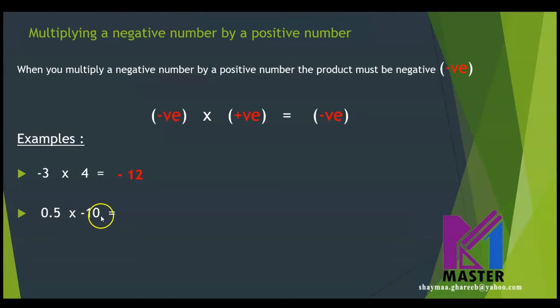0.5 times negative 10. So I have a positive number, which is a decimal number, times a negative number, then the answer must be a negative number. When you multiply 0.5 times 10, the answer is 5. But in this case it will be negative 5. 8 times negative 1 gives negative 8. So you have to remember that when we multiply two negative numbers, the answer is positive. When we multiply a negative number by a positive number, the answer is a negative number.